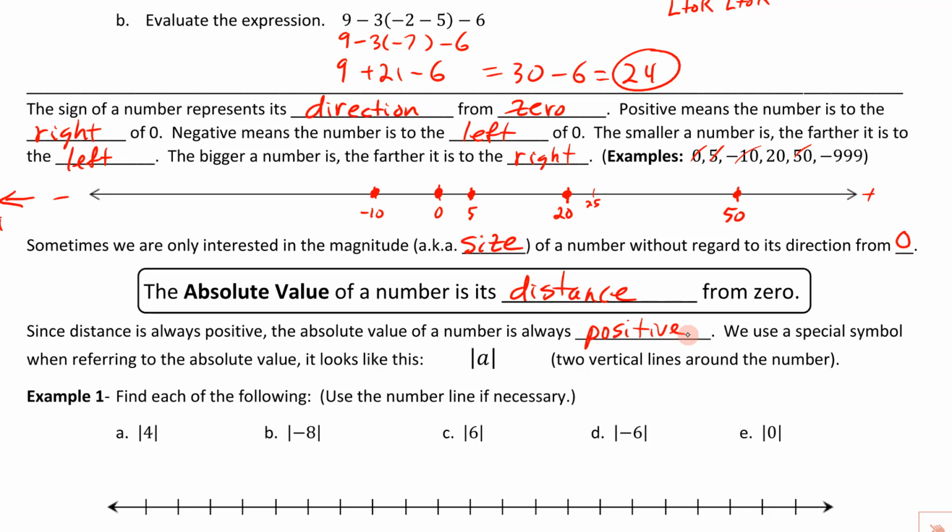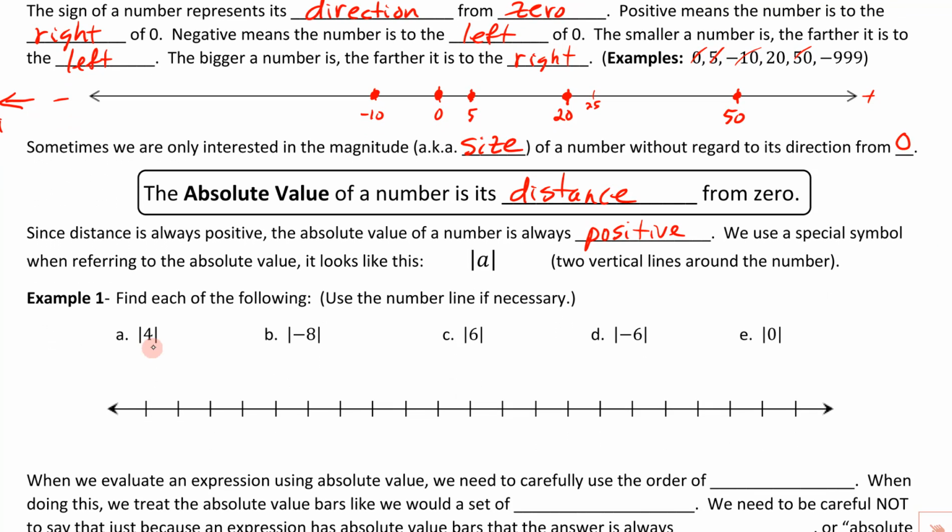And we use a special symbol when we're referring to absolute value, and it looks like this. It looks like two big tall bars next to the number. So I've got the variable a in here representing some constant number. If we have these bars around it, that means absolute value. So two vertical lines around the number. So we're going to find each one of the following here. We're going to find the absolute value of 4.